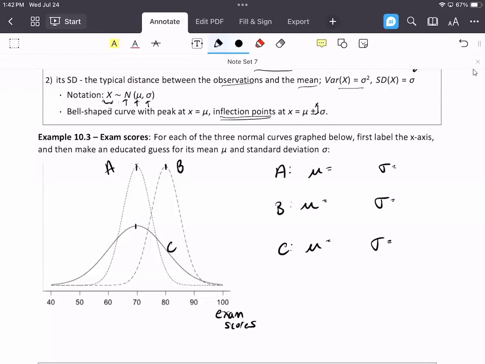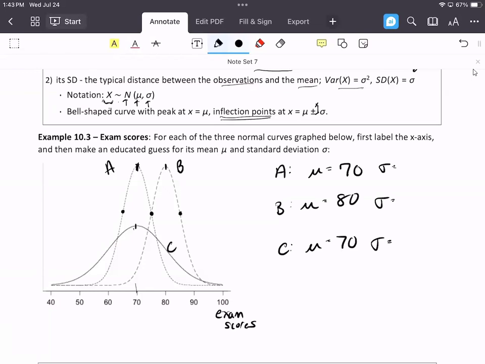But looking at A, I say the center is pretty close to 70, so let's go with 70. A and C have the same center. Hopefully you can see that in terms of where they are. And B looks like it's roughly around 80 for the center. Now, where they change concavity, roughly where they go from being concave down to concave up or vice versa, is right about, I'm going to say here.